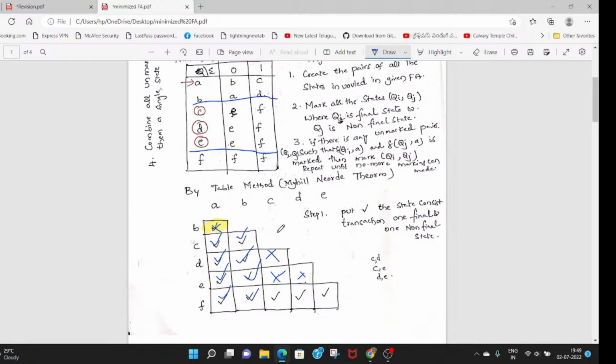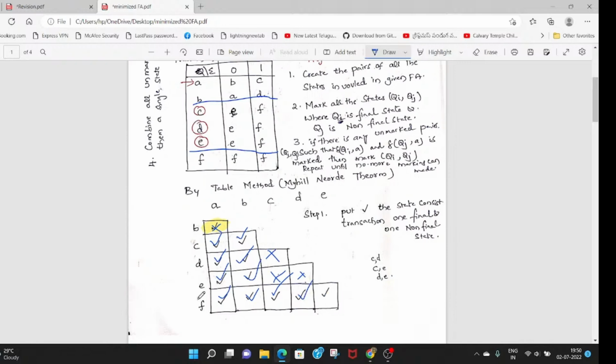And after that, consider C and F. For C and F, I'm getting EF. E is final and F is non-final. So I'll consider it a tick mark. And then I'm considering D and F. Now I'm taking D and F. Now I'm finding E is final and F is non-final. So because of that reason, I'll make it a tick mark.